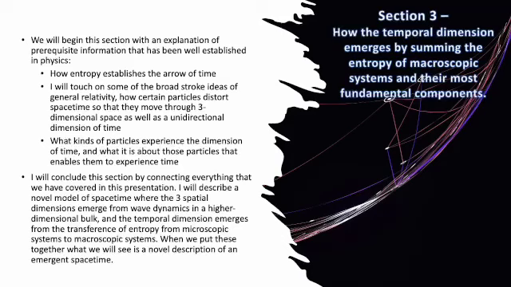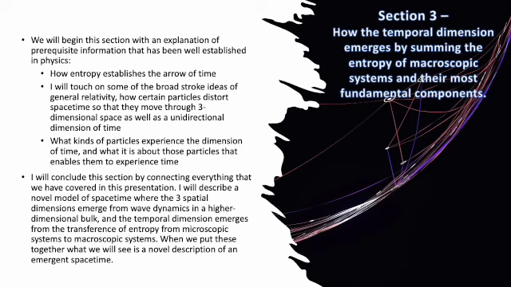In this section, I'm going to show how the temporal dimension, or the time part of space-time, emerges by taking the sum of entropy of both the macroscopic physical systems that we can observe in the universe and the particles those systems are made of. Again, we're going to start off with some well-established prerequisites. In this section, that's going to be how entropy establishes zero of time.